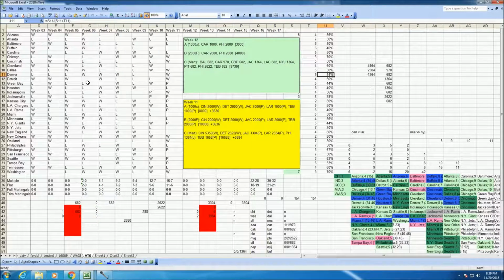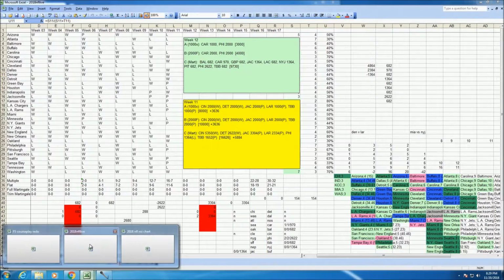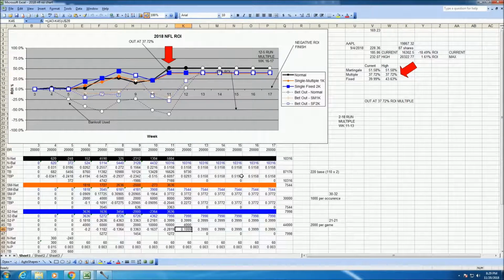That's what I normally like to pick, high-end or whatever. Good to go. So those are a summary. Let me pull that out on ROI because that's what is important. Making money. All right. So I am here where this giant arrow is after week 11. And my martingale is up over 50% ROI. And the two other systems, the fixed and the multiple, are in the mid to high 30s. I am out at 37.72 playing the multiple.